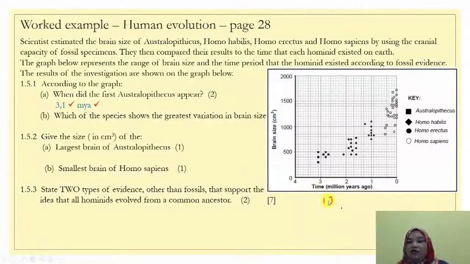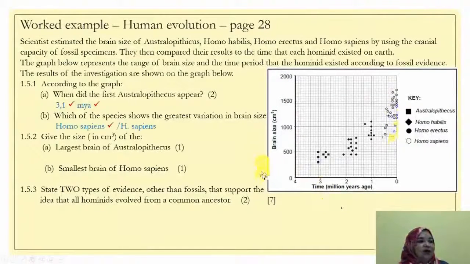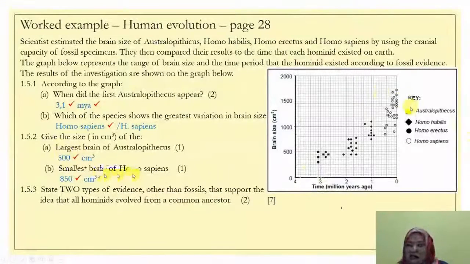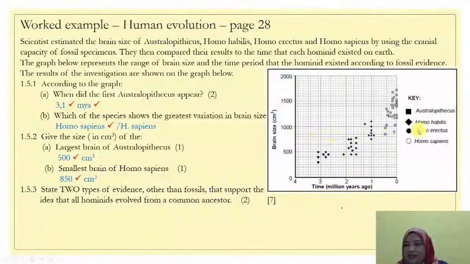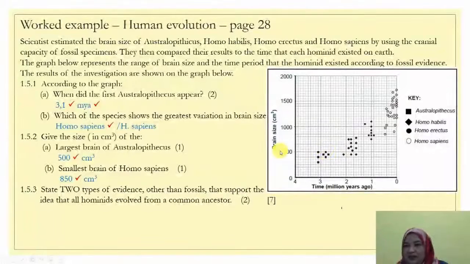Which of the species shows the greatest variation in brain size? Can you see this is the biggest? So it's Homo sapiens. Unfortunately, I see time is up. If you allow me just to give you the answers. So this is also basically looking at brain sizes. Largest would be here and smallest would be there. So smallest of Homo sapiens is there, and largest of Australopithecus would be 500. Can you see?